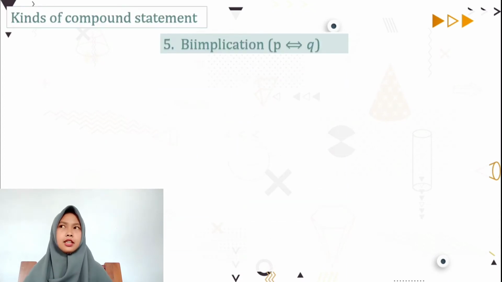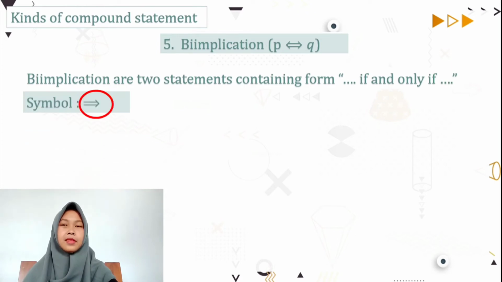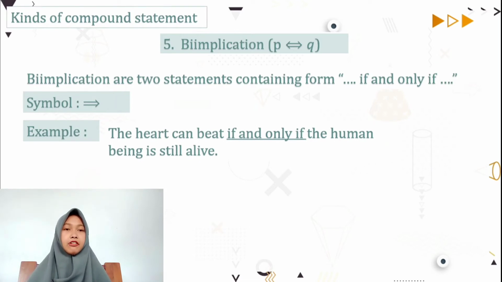And then the last kind of compound statement is the biconditional. The biconditional is two statements of the form blah blah blah, if and only if blah blah blah. The symbol is this. For example, the heart can beat if and only if the human being is still alive. The underlined word is the biconditional.